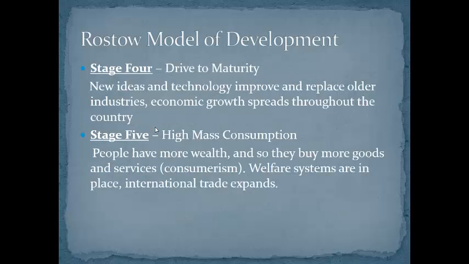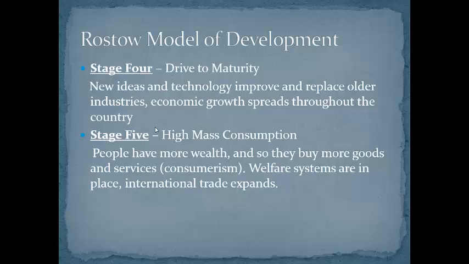Stage 4, Rostow called the drive to maturity. This is where new ideas and technology improve and replace older industries. Economic growth spreads throughout the country. So now this isn't just concentrated in the big cities. It's all throughout the country. So for example, when Canada first started to industrialize and develop in the 1800s, this would have been really concentrated in areas like Montreal and Toronto. But obviously, Canada today, our manufacturing base, our economic base, is not just concentrated in those 2 cities. We have plenty of places throughout the country which are not rural or agrarian.